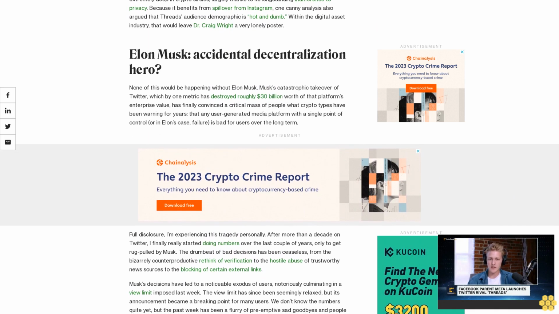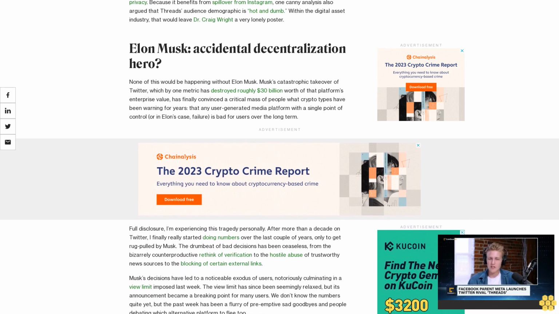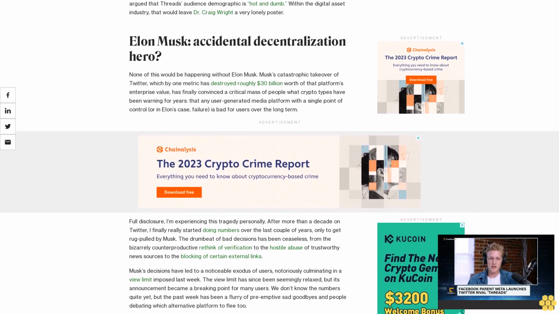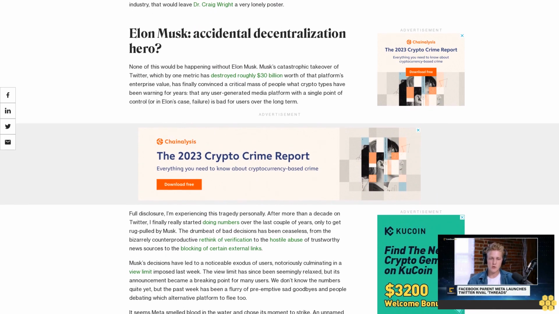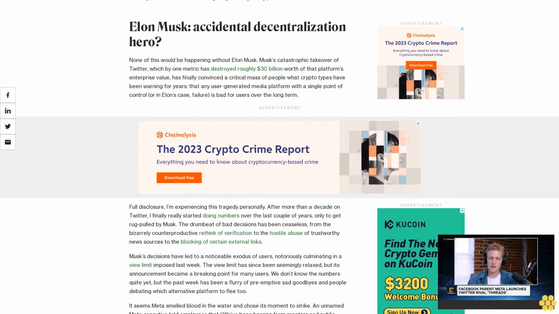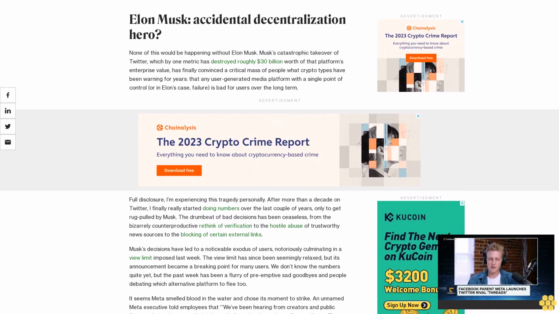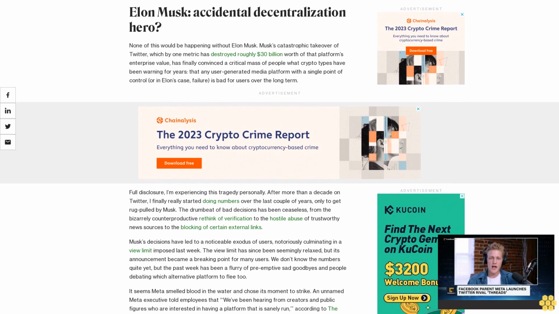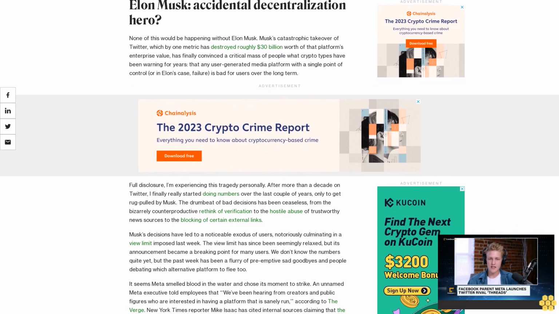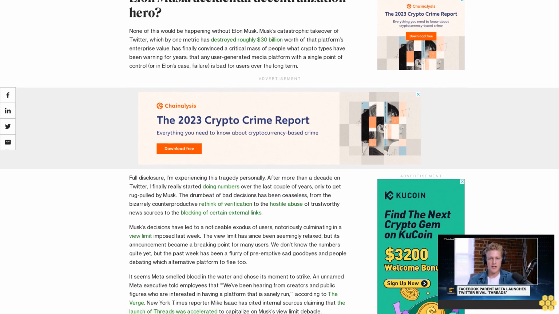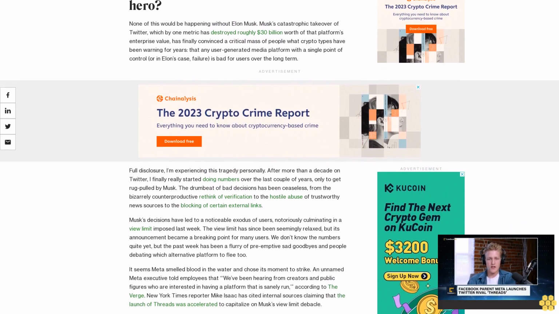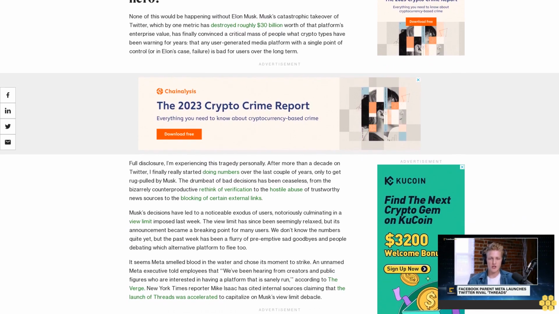Musk's decisions have led to a noticeable exodus of users, notoriously culminating in a view limit imposed last week. The view limit has since been seemingly relaxed, but its announcement became a breaking point for many users. We don't know the numbers quite yet, but the past week has been a flurry of preemptive sad goodbyes and people debating which alternative platform to flee to. It seems Meta smelled blood in the water and chose its moment to strike.